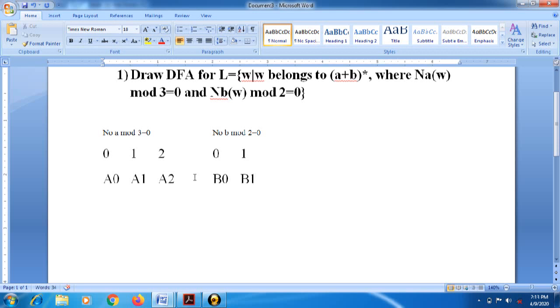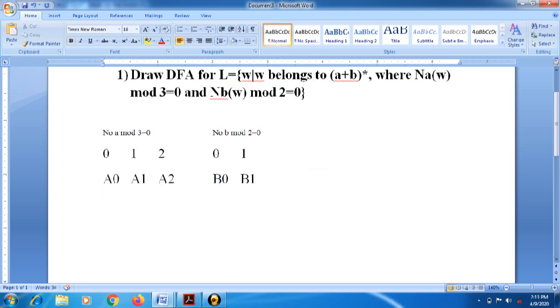So these are the total 3 states. Now what they have asked in the question, where the number of A's in the given string, that is W, mod 3 is equal to 0, and the number of B's in the given string, that is W, mod 2 is equal to 0. So we have to consider both the cases because the and symbol is there. So we have to combine these three into these two states.